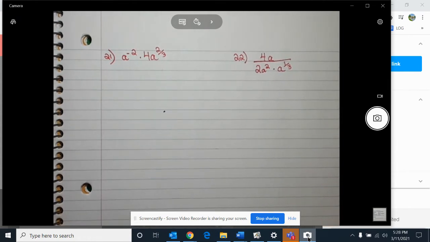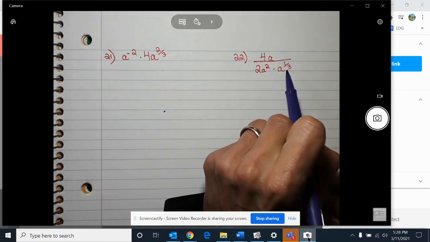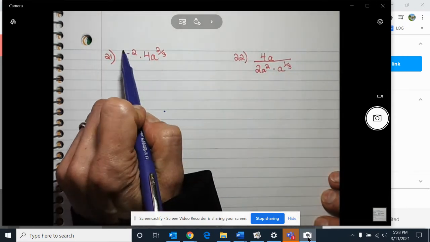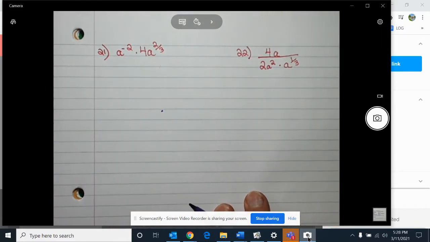I just wanted to have more space and write them out and be very clear about these fractional exponents. We do not want fraction exponents in our denominators, and we want all of our exponents to be positive. So we have a couple things to be mindful of.